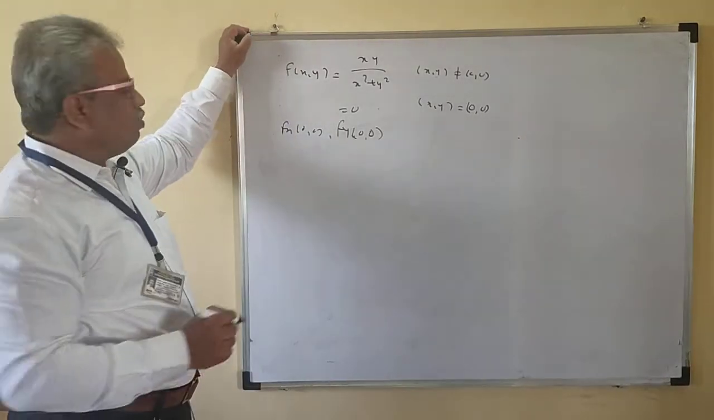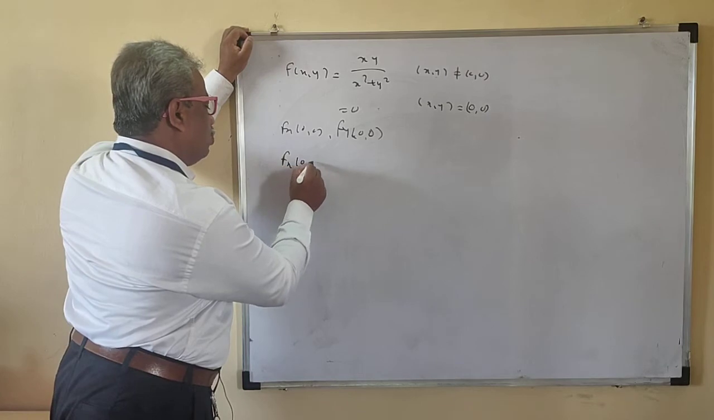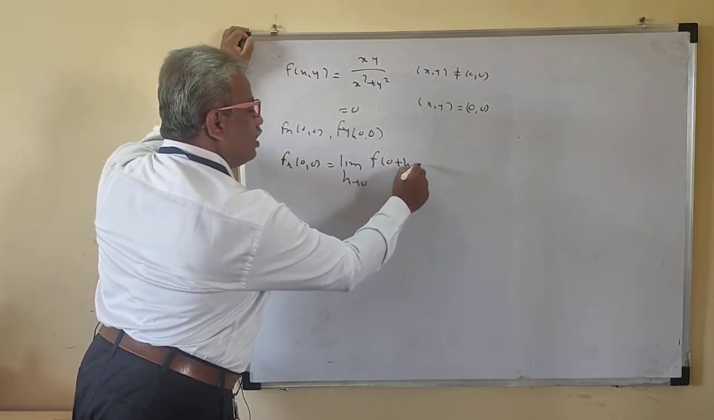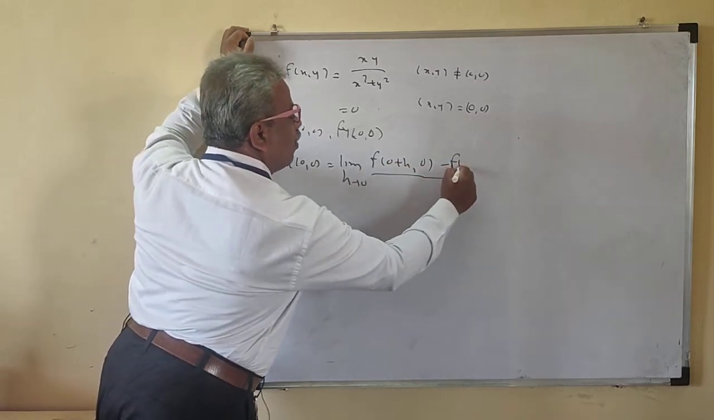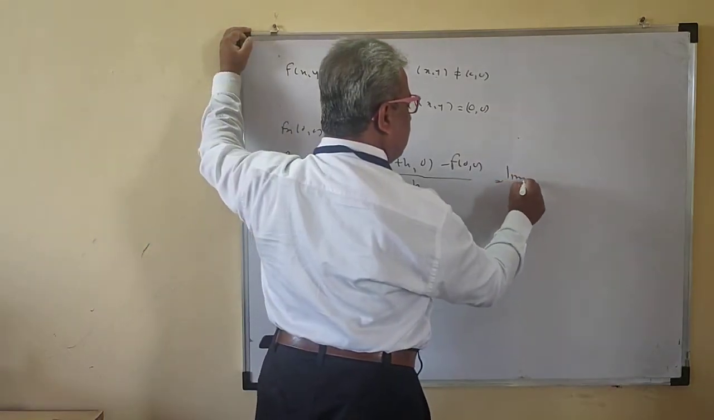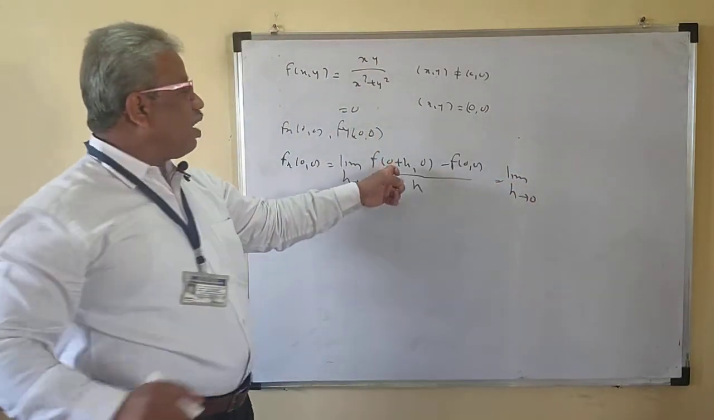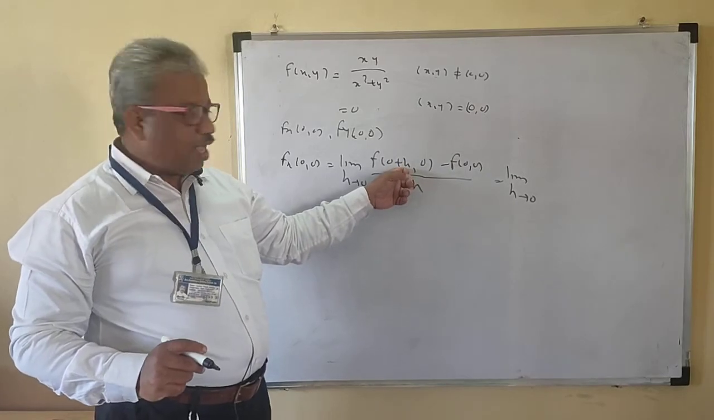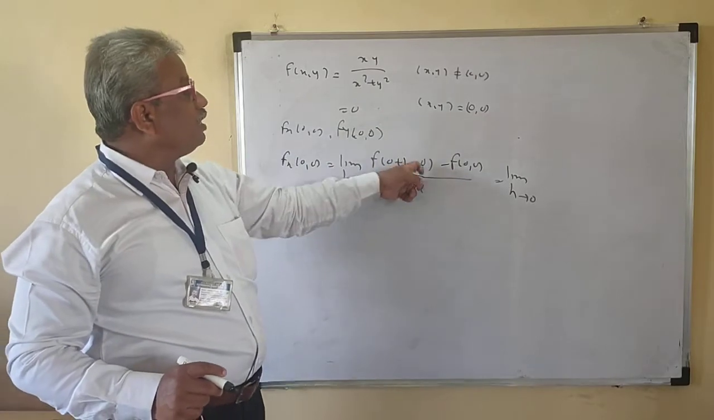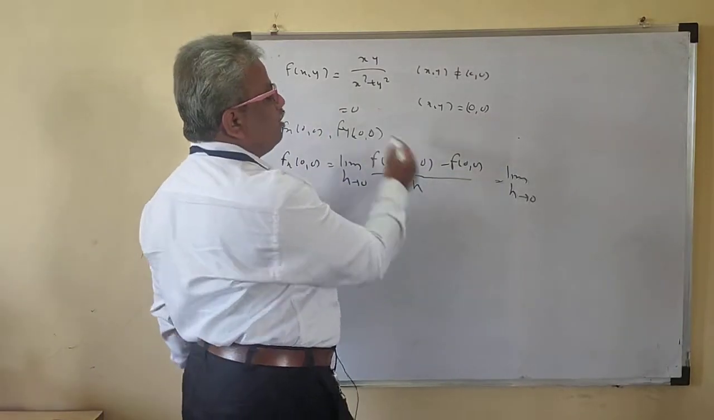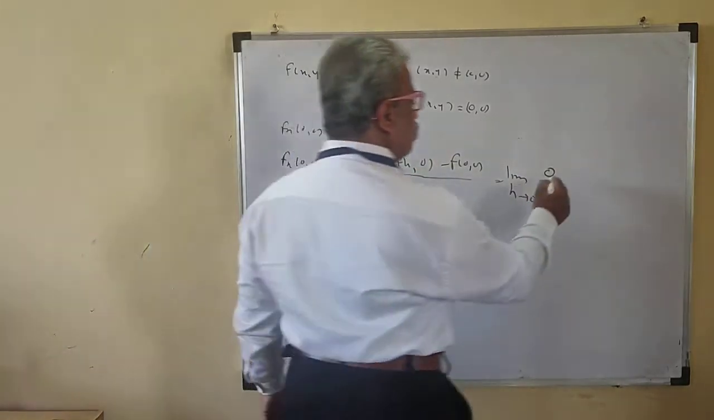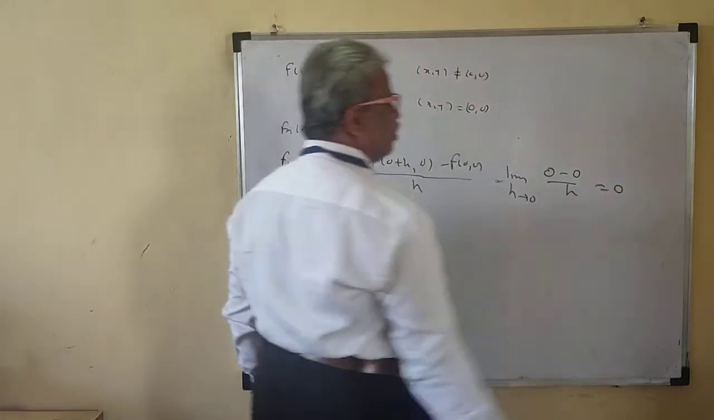This is given. We will write the formula for fx(0,0). So what is that? Limit h tends to 0 of f(0 plus h, 0) minus f(0,0) upon h. Very simple. So this is the limit as h tends to 0, f(h,0). For (x,y) not equal to 0, you put x equal to h and y equal to 0, so this is 0. And f(0,0) is already given as 0. So 0 minus 0 upon h, the numerator is 0, so this is 0.